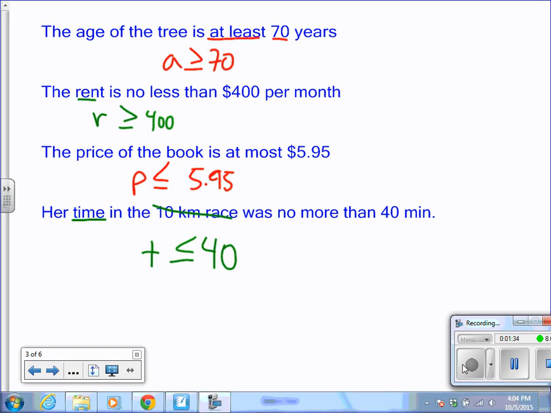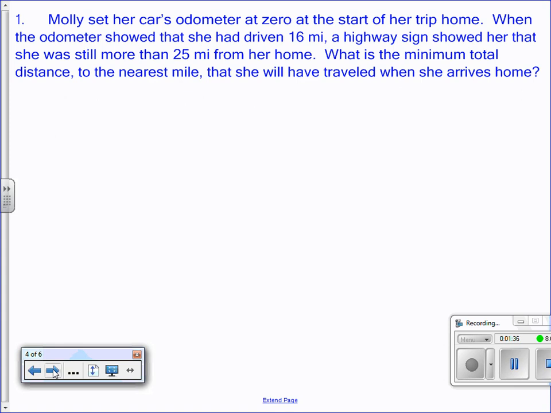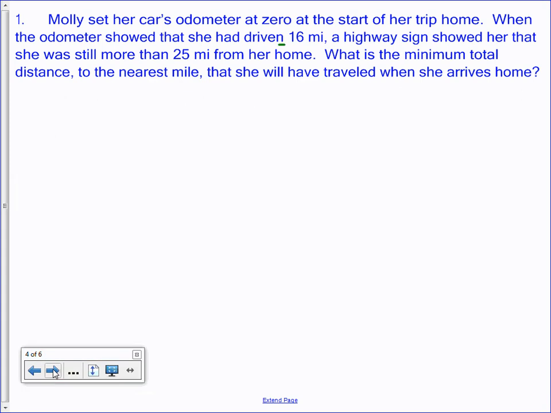Let's take a look at a problem here. Molly set her car's odometer at 0 at the start of her trip home. The odometer showed that she had driven 16 miles. This looks important here. A highway sign showed her that she was still more than 25 miles from her home. What is the minimum total distance to the nearest mile that she'll have traveled when she's gotten home?